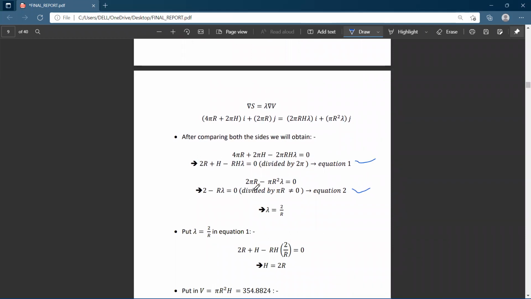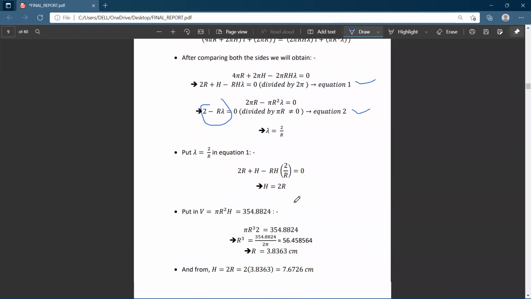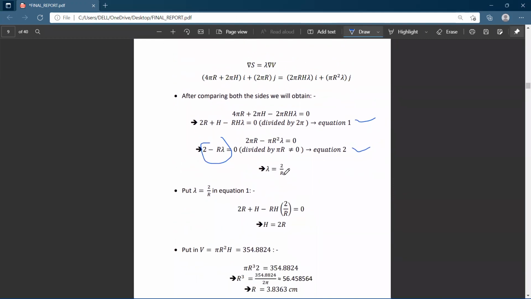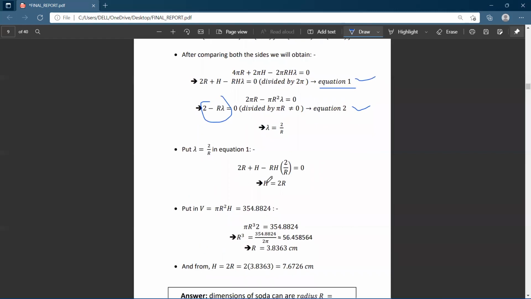Now, after solving these equations, we will get lambda as 2 by R. And then substituting this in equation 1, we will get the relation between H and R, which is H equal to 2R. Now we know that the volume is fixed, which is pi r square H equal to 354.8824 centimeter cube. So we are substituting H as 2R in this equation.